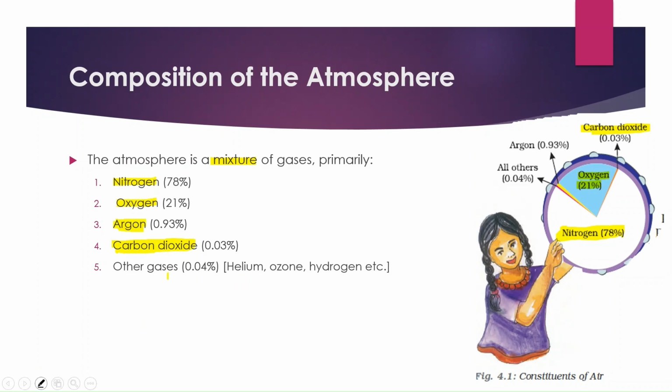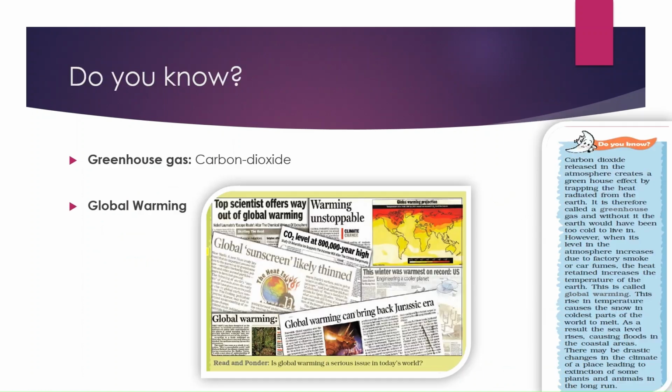Next, do you know the carbon dioxide that is released in the atmosphere? It creates a greenhouse effect. How? By trapping the heat radiated from the earth. So that is why carbon dioxide gas is known as greenhouse gas, and without it, the earth would have been too cold to live in.